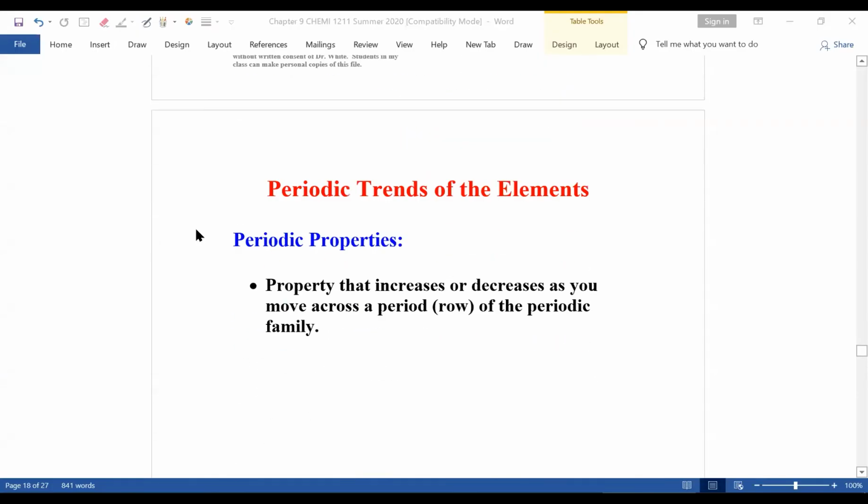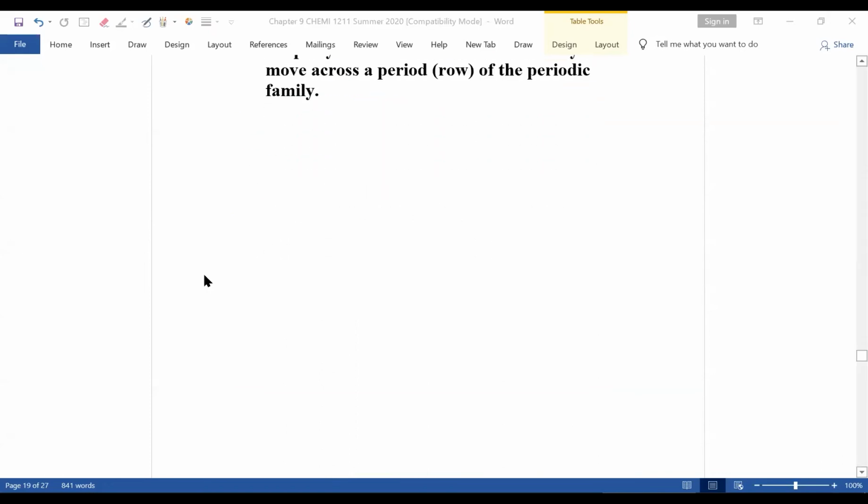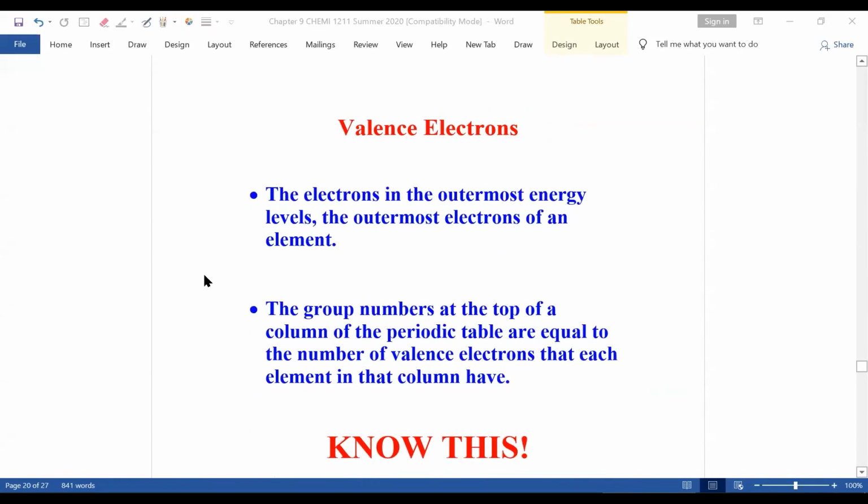So orbital diagrams, I'm just going to skip. Now, the periodic table tells us a lot, and there are certain trends where things increase or decrease when you go across a row called the period. And that's all I'm going to ask.